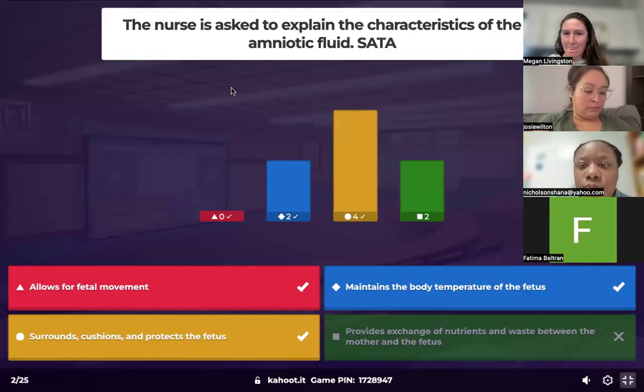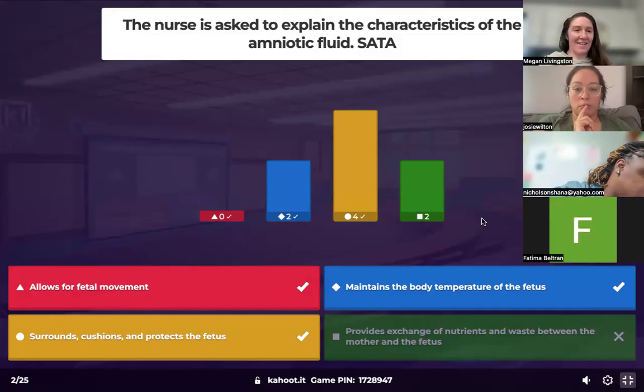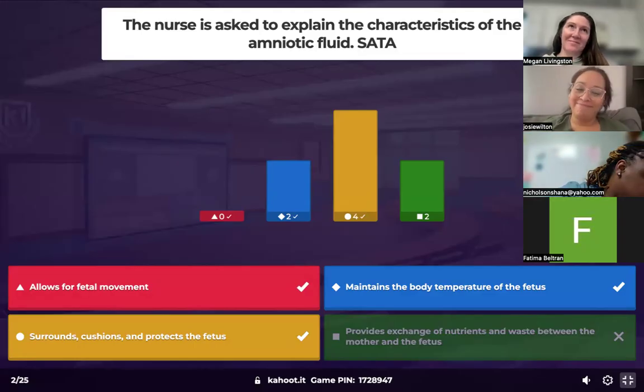All right. So the correct answers for this were: allows for fetal movement, maintains the body temperature of the fetus, and surrounds, cushions, and protects the fetus. The only one that doesn't apply is that it does not provide exchange of nutrients and waste between mom and baby. What would be doing that? The placenta. The placenta, you got it.